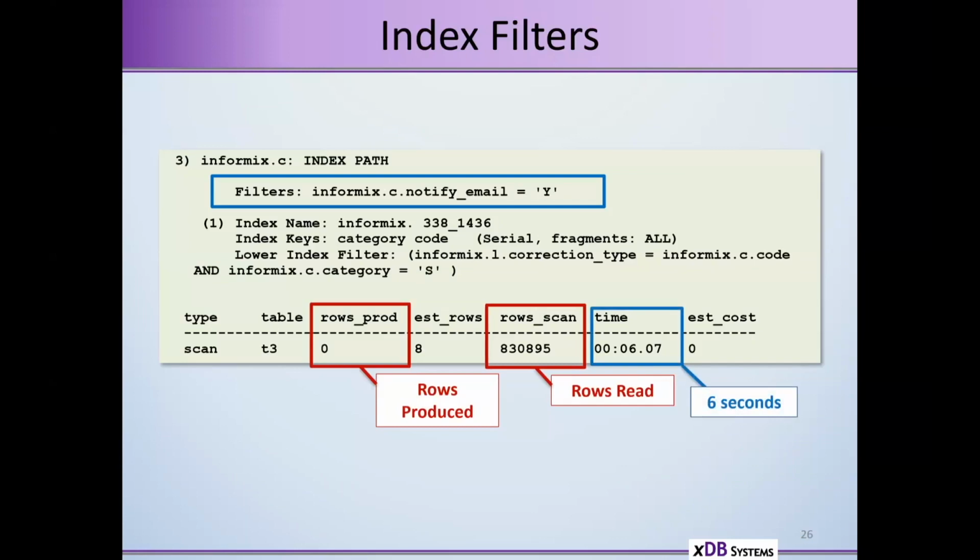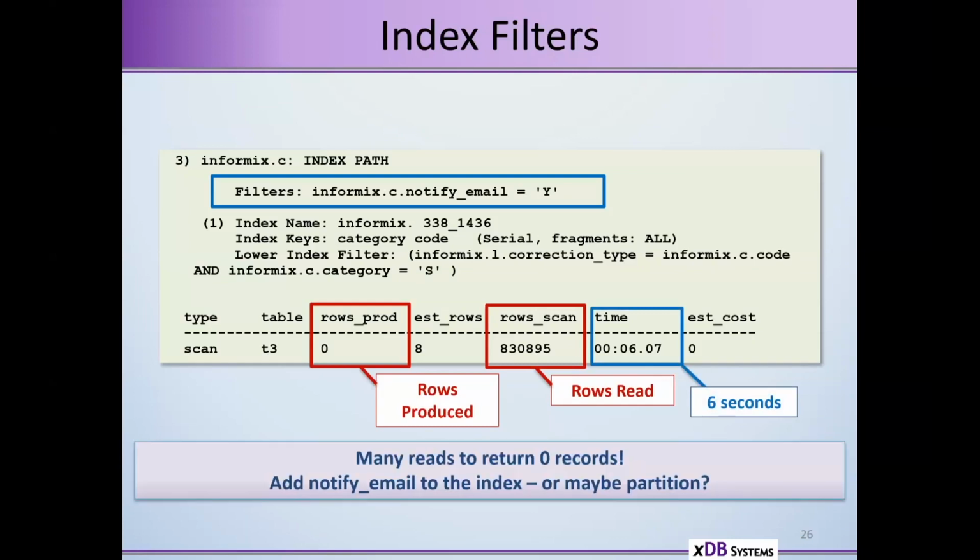Oh, and this took 6 seconds. So if we're wondering why our query is running slowly, 6 seconds was spent just on this part to return 0 rows. So this is a clear case where we would want to add the notify email column to our existing index. That way, we know right away that no rows will be retrieved. So our rows scanned will be 0 and it will be instant. In this particular case, we'd want to look at the data and say, well, maybe we should just partition this table. And that may be more efficient yet.